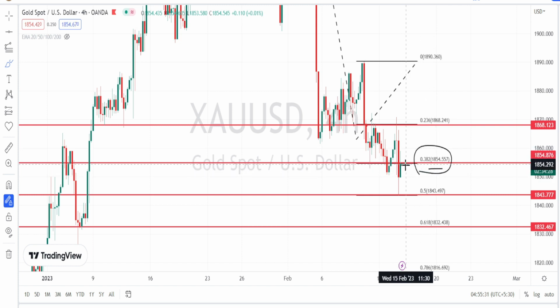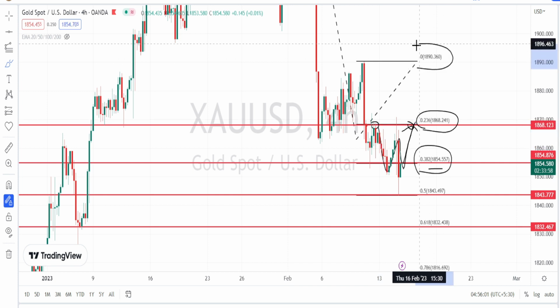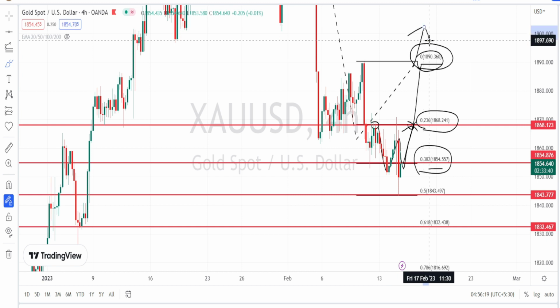Once this resistance level is broken, we can expect it to continue its bullish side retracement, and the next level of resistance is going to be around 1868. But still it will not be a trend reversal on the bullish side, it will only be a retracement on the bullish side. And as long as the price action is trading below the resistance level of 1890, it will only be a retracement on the bullish side, and only when the price action breaks the resistance level of 1890, it will be a bullish side trend reversal in 4 hours time frame.